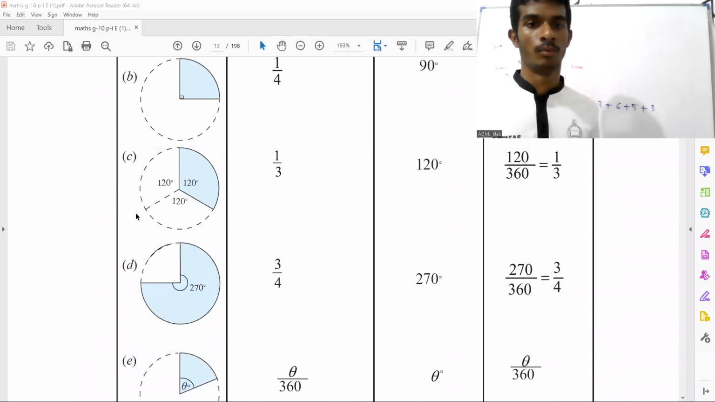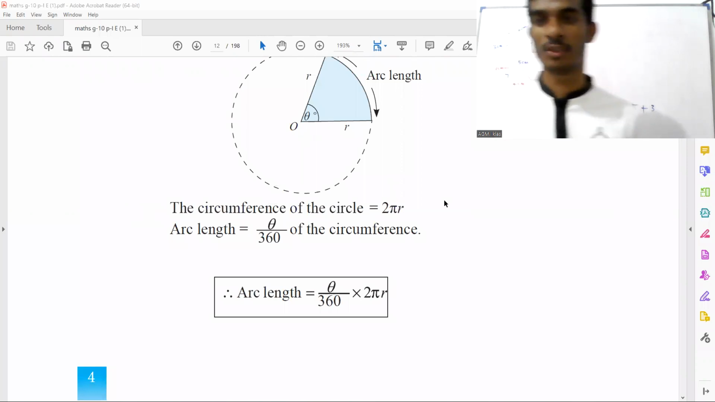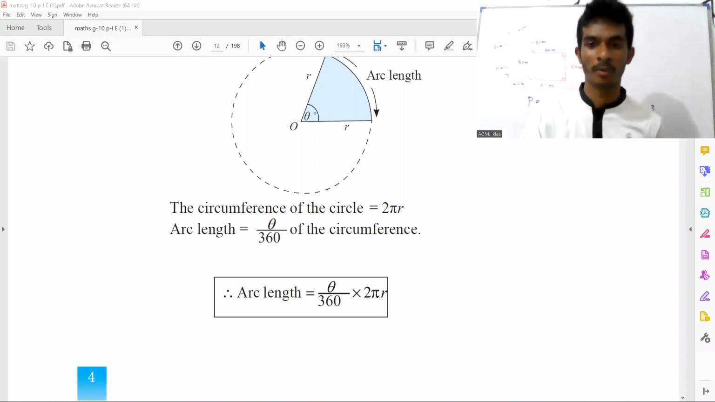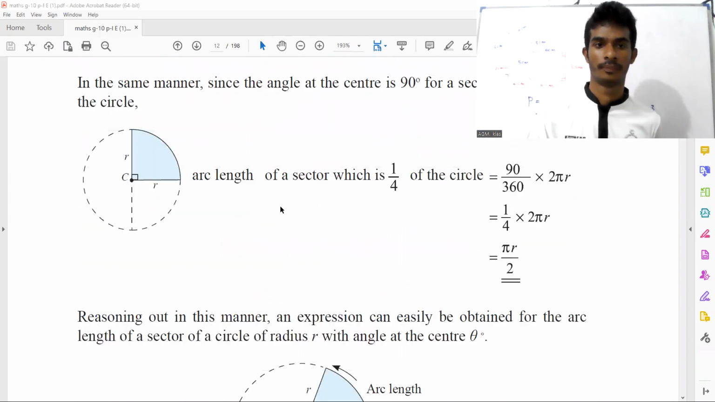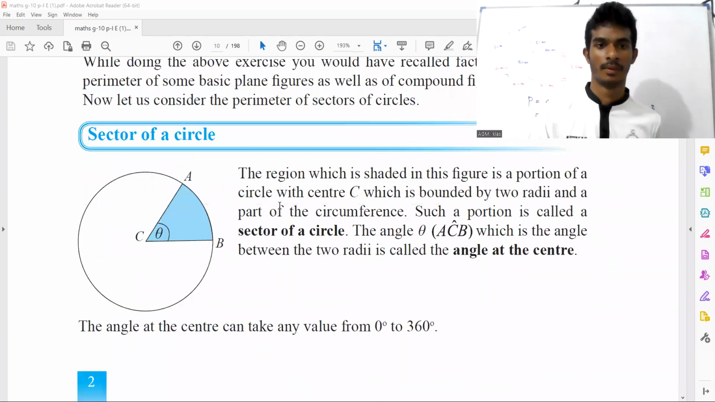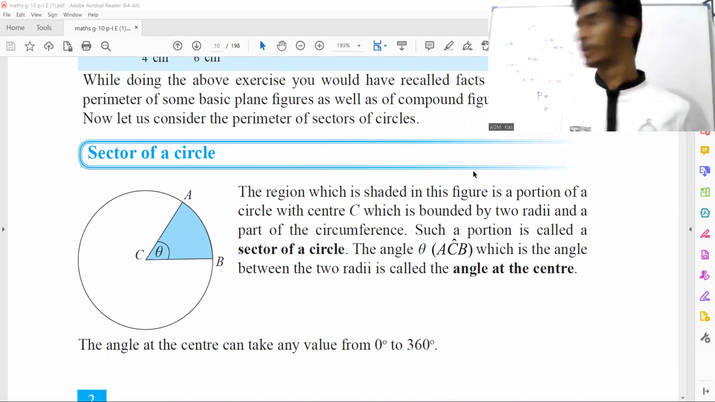Right. Moving to the chapter for grade 10. So far we have discussed what we have learned in our previous classes. Now I am going to move into the chapters for this term, grade 10, the new chapter. Right, sector of a circle. Before that, let me explain the components of a circle.